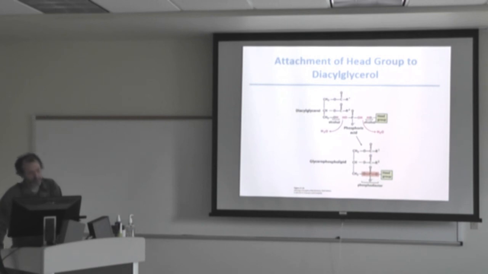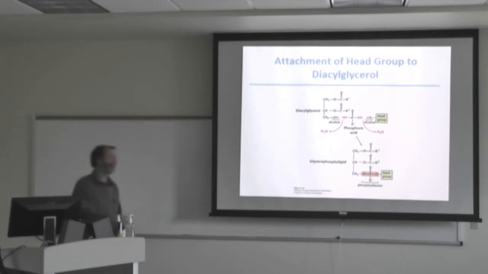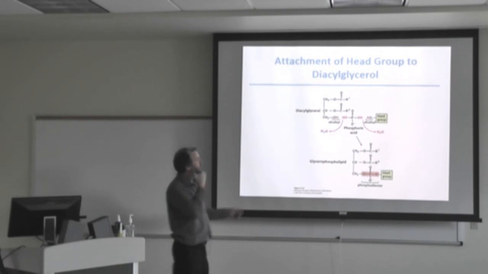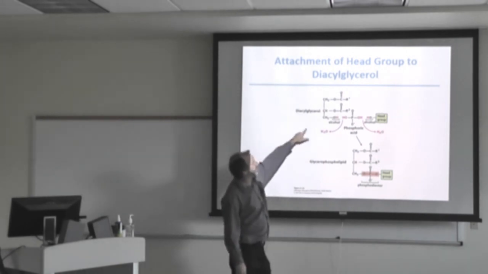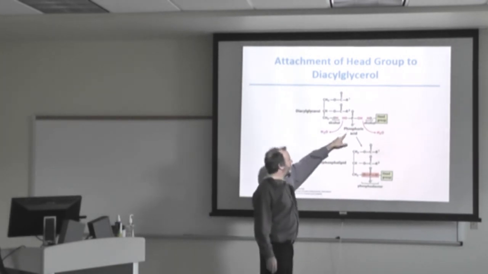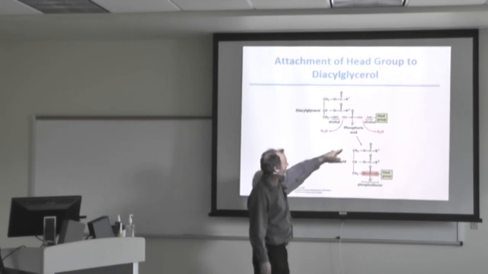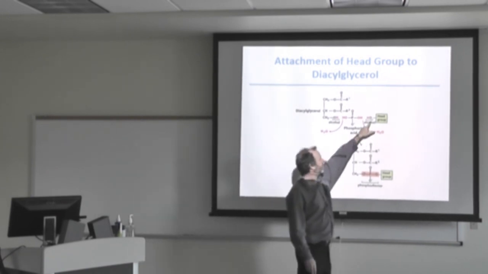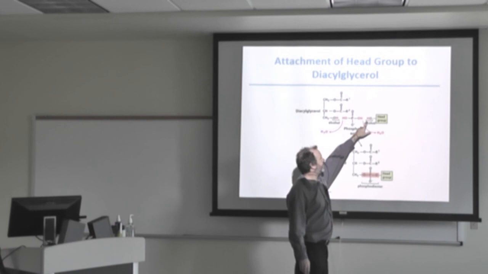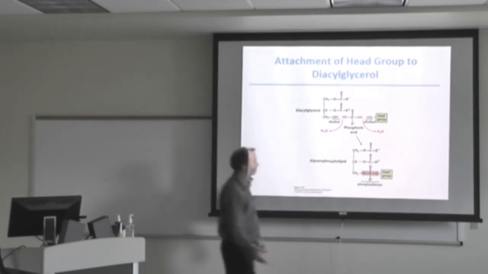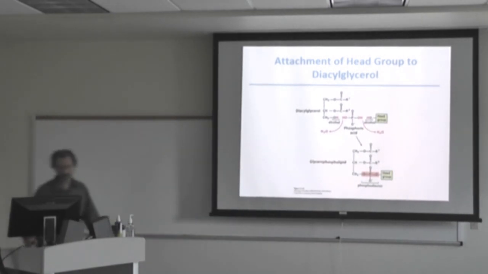So, attachment of the head group to the diacylglycerols. We're going to need lipids for membranes. We have a diacylglycerol. If you attach a phosphate, it makes phosphatidic acid, and then we're going to attach an alcohol to this, and that will give you some head group. And there's your glycerophospholipid.